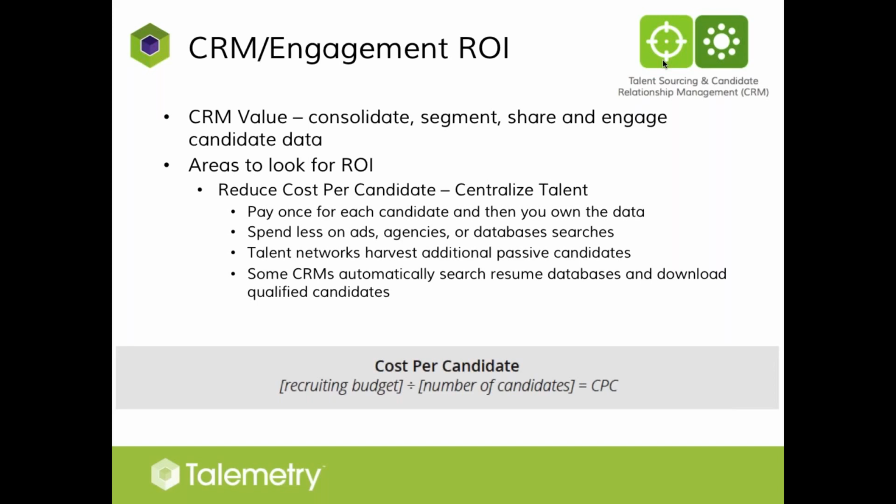So the first place you can look is in reduced cost per candidate, right? So now that you've centralized all your talent, you know what it is, it's easy to get to, you can organize it and segment it. You're now in a position where you can pay once for each candidate and then you own the data, right? So anytime a recruiter in Chicago downloads someone from a resume database, it goes into your talent pool, and nobody else in another organization or another location is going to download that candidate again. You don't have to pay for that candidate again. You own it, and you own it forever.